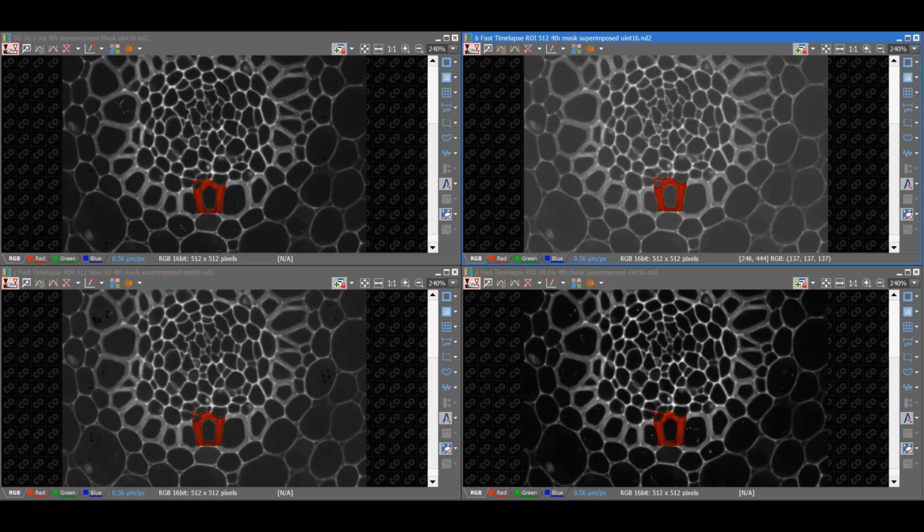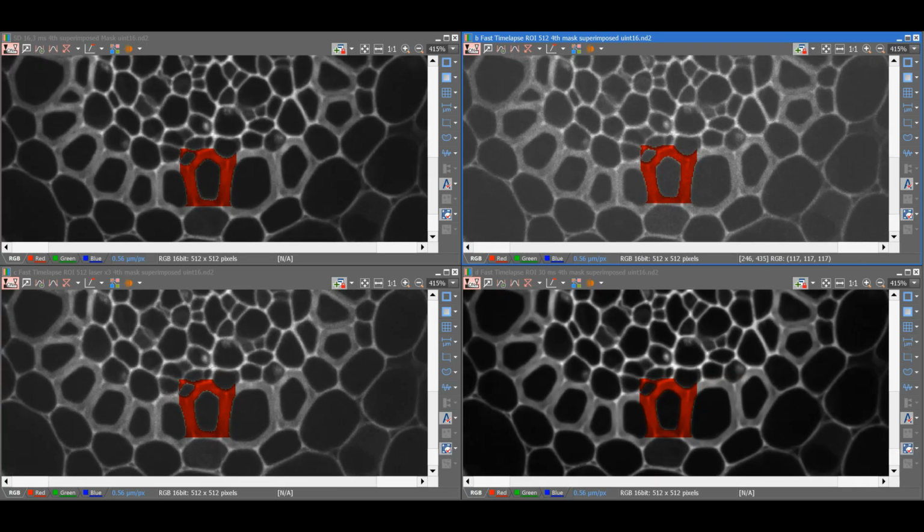Here we have applied a mask to the same structure in the different images. The mask can be seen as the red area that covers the cell walls. The black background is not included in the mask. We can calculate the average signal-to-noise ratio of all the pixels in the mask to make a quantitative comparison of the different time lapses.